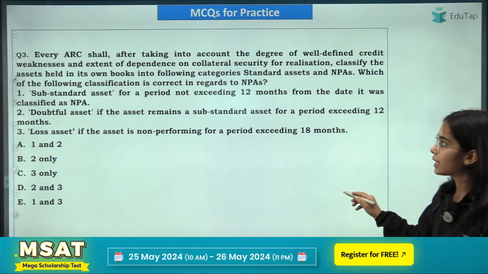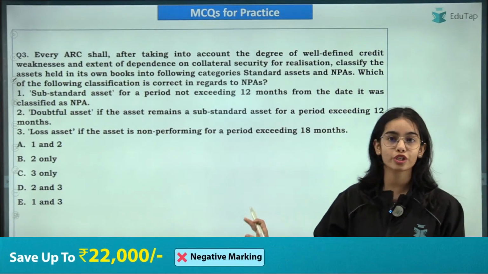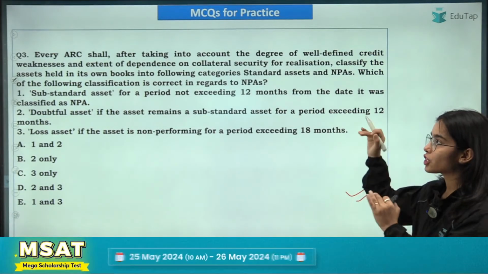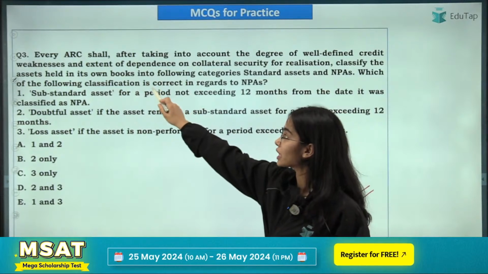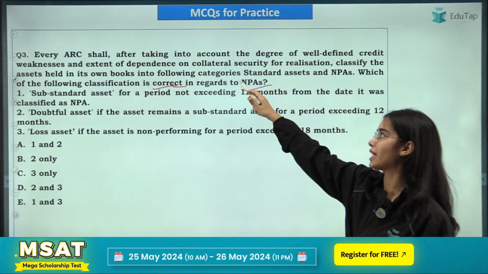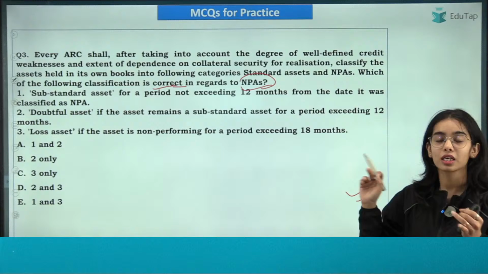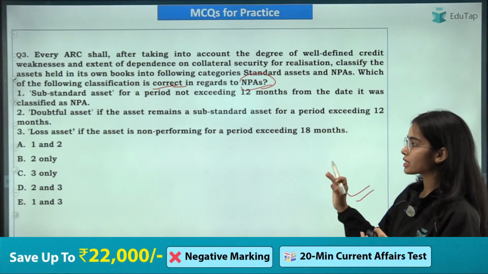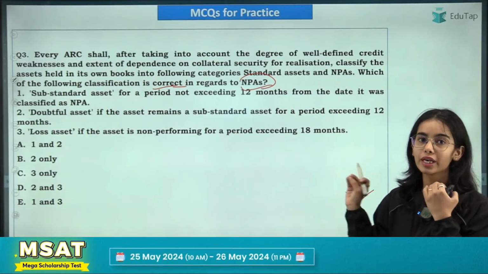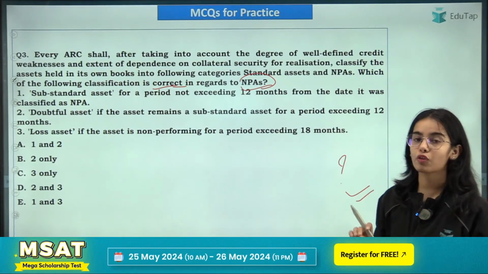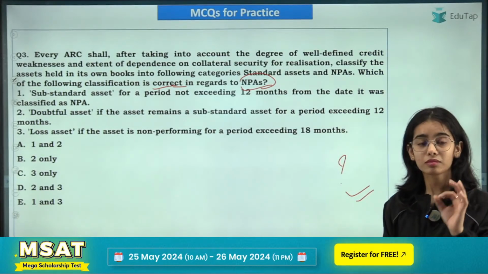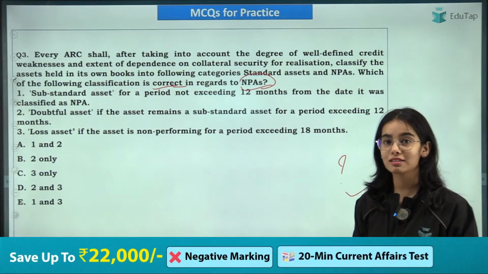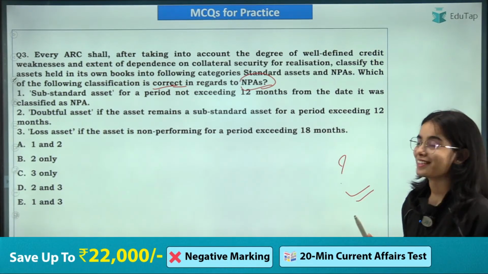Now the next question is again from the ARCs. This is the last question from the ARCs, but this is very, very important. Okay, you have to tell which of the classifications is correct in regard to the NPAs. So for substandard assets, is the definition correct or not, doubtful asset, is the definition correct or not, and loss asset, is the definition correct or not. So here try to answer this question, which of the following is correct. I have started getting the answers. So Sorish and Nitya have given the answer. Is it correct? Yes, very good, very good.